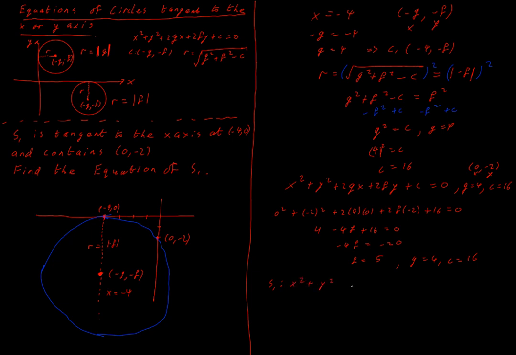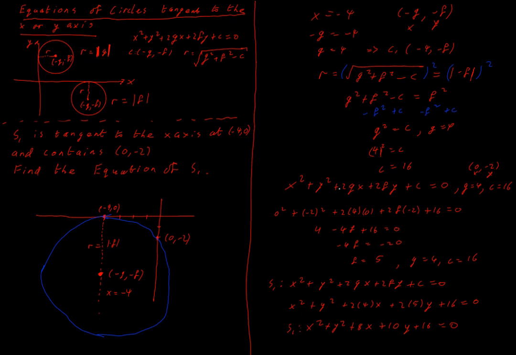X squared plus y squared plus 2gx plus 2fy plus c is equal to 0. X squared plus y squared plus 2 on 4x plus 2 on 5y plus 16 is equal to 0. X squared plus y squared plus 8x plus 10y plus 16 is equal to 0. And that is the equation of S1.